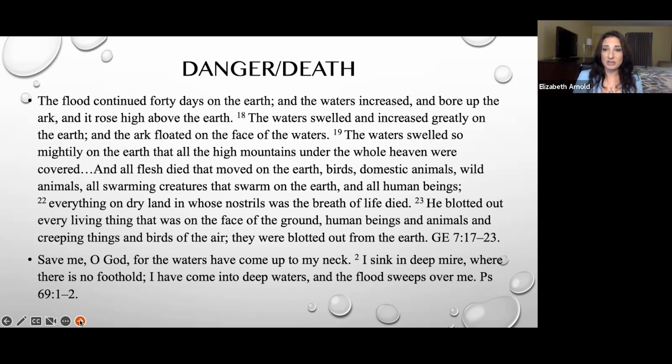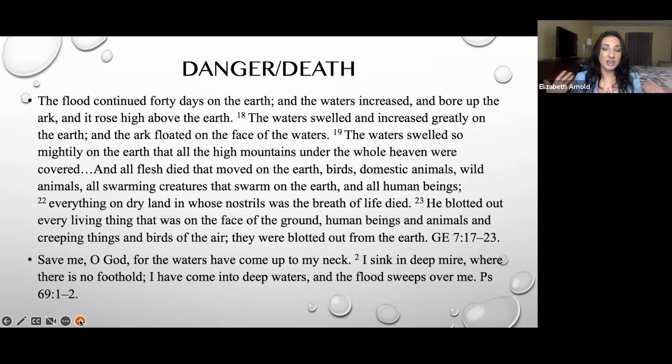"The waters swelled and increased greatly on the earth, and the ark floated on the face of the waters. The waters swelled so mightily on the earth that all the mountains under the whole heaven were covered, and all flesh died that moved on the earth, birds and domestic animals and wild animals, swarming creatures that swarm on the earth, and all human beings."